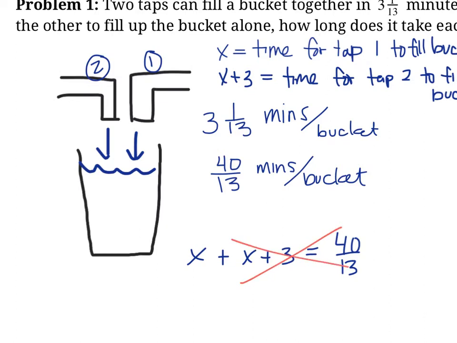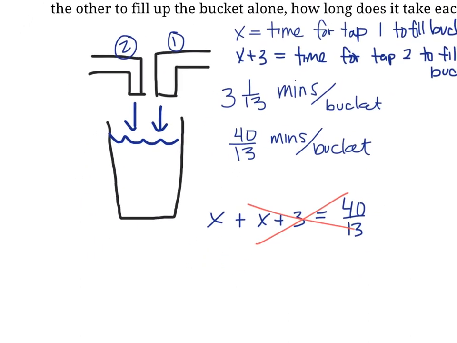I think the easiest way to think about this question is like this. We are given units of minutes per bucket. So x here would be how many minutes to fill one bucket. x is in minutes per bucket, x plus 3 is in minutes per bucket, and the 40 over 13 is in minutes per bucket. What if we flipped that around and tried dealing with buckets per minute? Bear with me for a second.